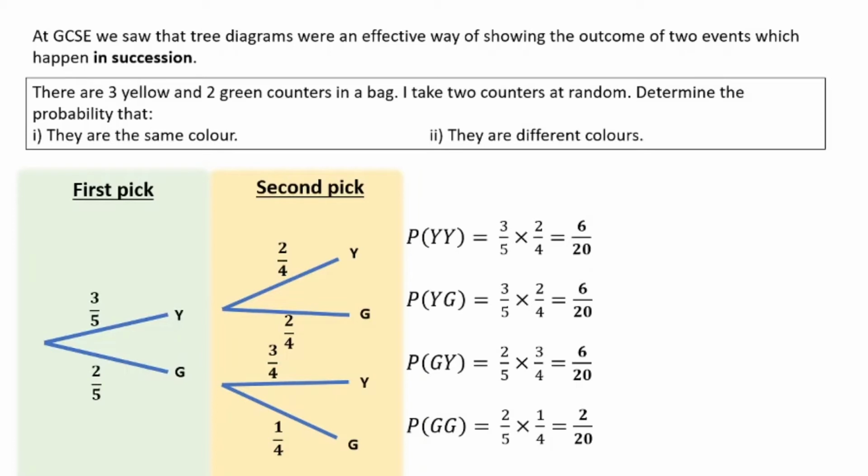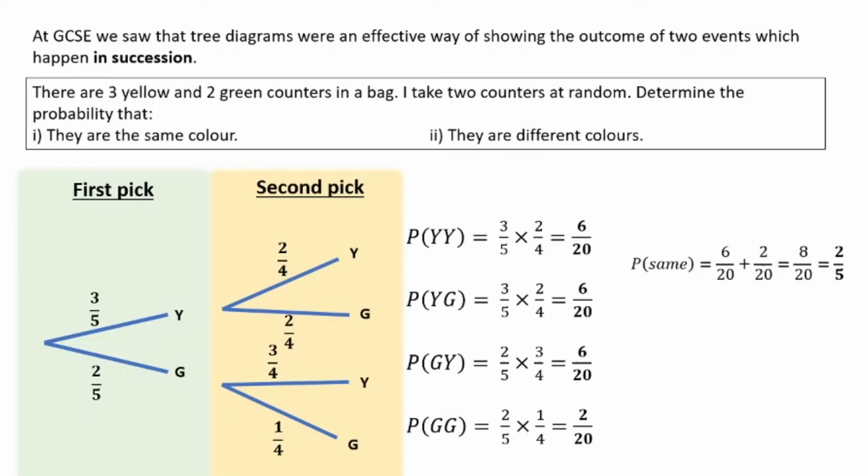The probability that they're the same color. Out of all of the possible outcomes, so looking at the sample space, there's 2 combinations that we're interested in. The probability of yellow and yellow, plus the probability of green and green. 6 over 20 plus 2 over 20 cancels down to 2/5. That's the probability that they were both going to be the same.